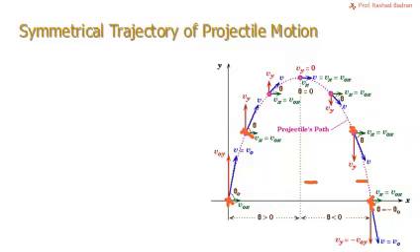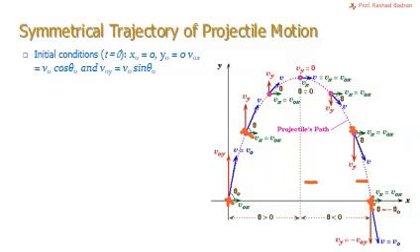To solve such a problem, as we did before, we set the initial conditions by inserting x naught equals y naught equals 0. It means the initial position components for x and y are 0, while v naught x is equal to v naught multiplied by cosine theta naught, where theta naught is the angle of projection, and v naught y is v naught sine theta naught.